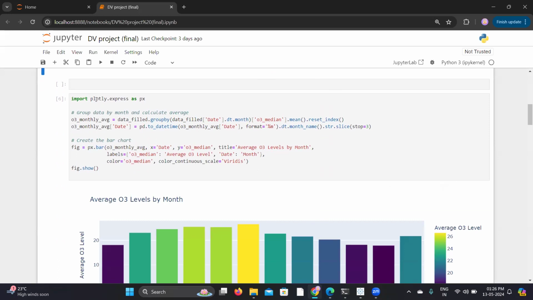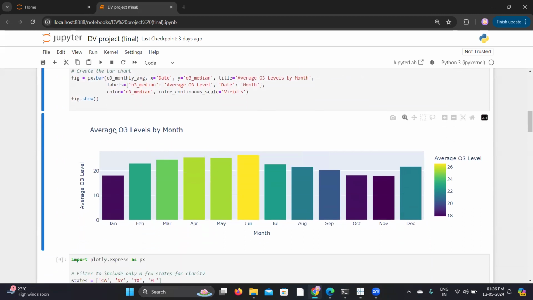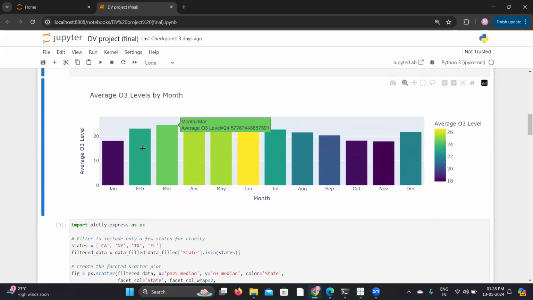Here we have used Plotly to create this bar chart. This bar chart depicts the average O3 levels by month, illustrating a seasonal trend in ozone concentration. The levels start lower in January and gradually increase, peaking in June before starting to decrease again towards December, which is the end of the year.